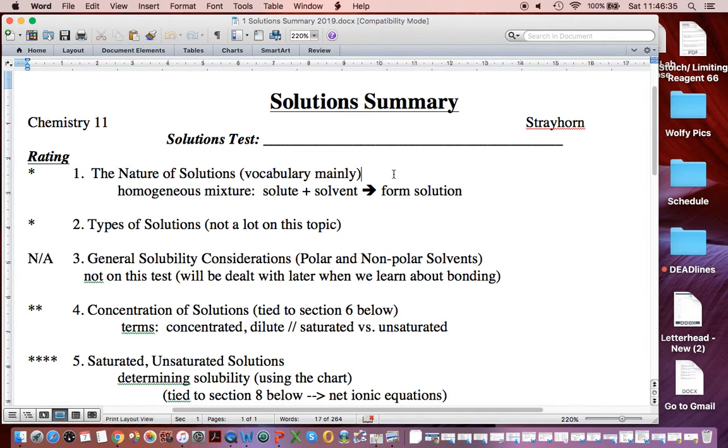We know it's a homogeneous mixture. It's so well mixed. It has a solute, or may have more than one solute, in the solvent, and the solutes are completely dissolved, so it looks like one material. We are only going to worry about water-based solutions in this section. You can see general solubility considerations, polar and nonpolar solvents. It says not applicable, and we might touch on that when we do chemical bonding, but you don't have to worry about it here.